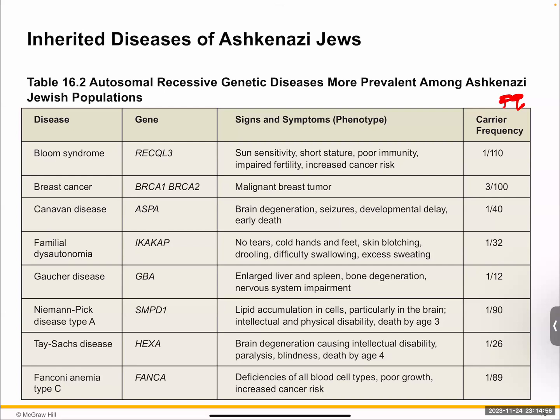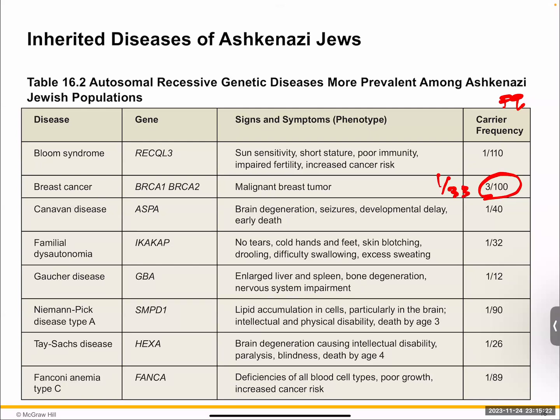Things like Bloom syndrome cause a significant decline in immunity, sensitivity to light, and lower fertility levels. Breast cancer is associated with the BRCA1 and BRCA2 genes. Again, 3 out of 100, which is basically 1 out of 33.